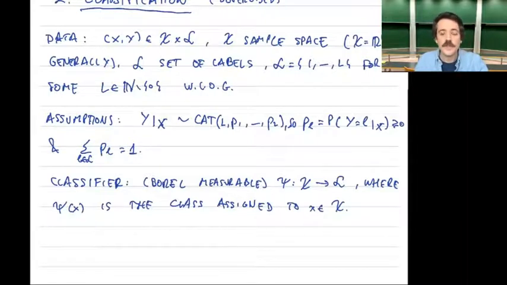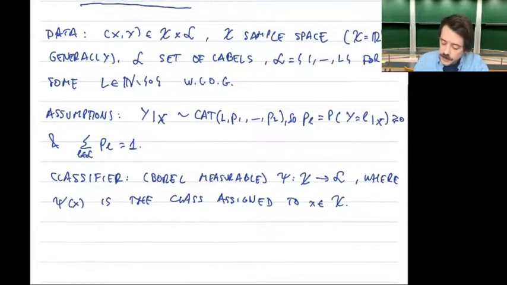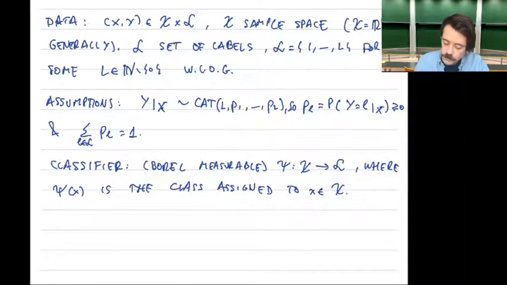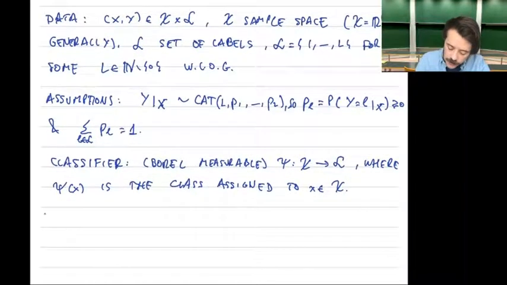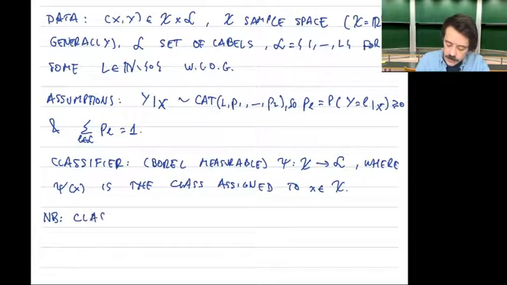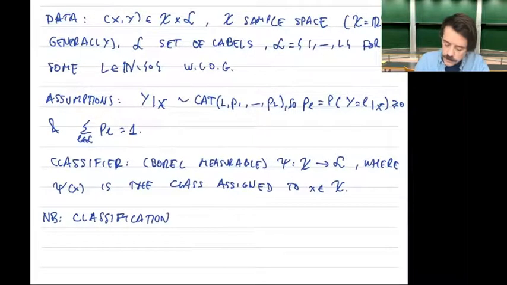Okay, so I think the setting should be clear. And as I said before, let me just remark that classification is really a subset of regression.